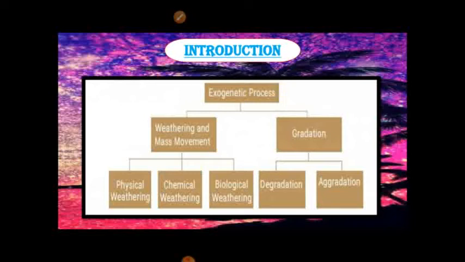Introduction. The Earth is a dynamic system that undergoes various changes due to internal and external processes. The continuous interaction of these two processes controls the structure of the Earth's surface. The external processes are the consequence of solar energy and gravitational forces, whereas the internal processes are an outcome of the Earth's internal heat. Exogenetic process is divided into weathering, mass movement and gradation.